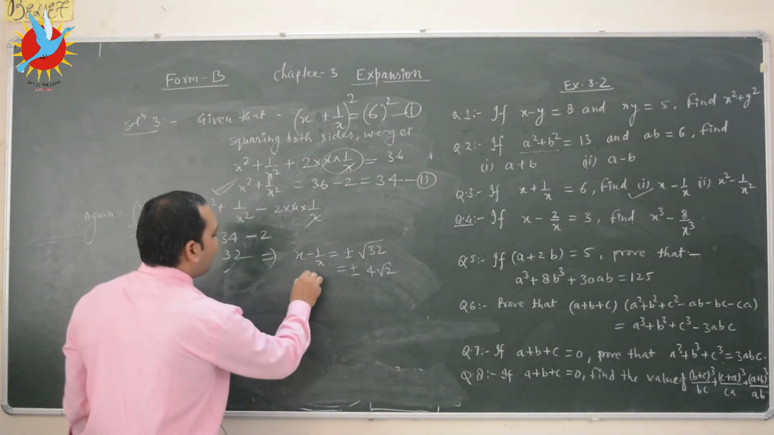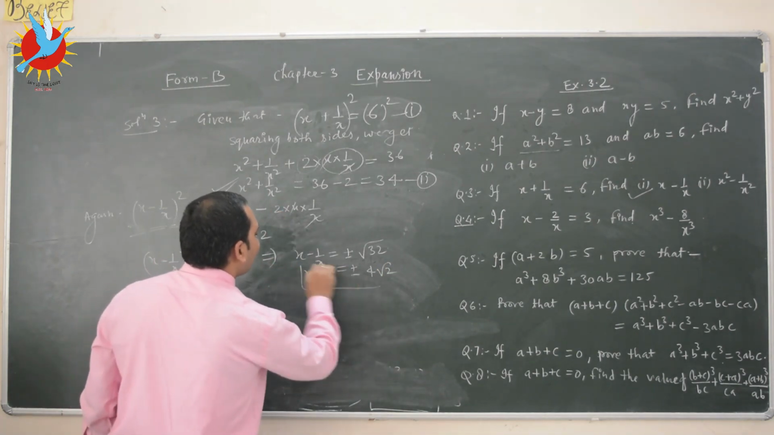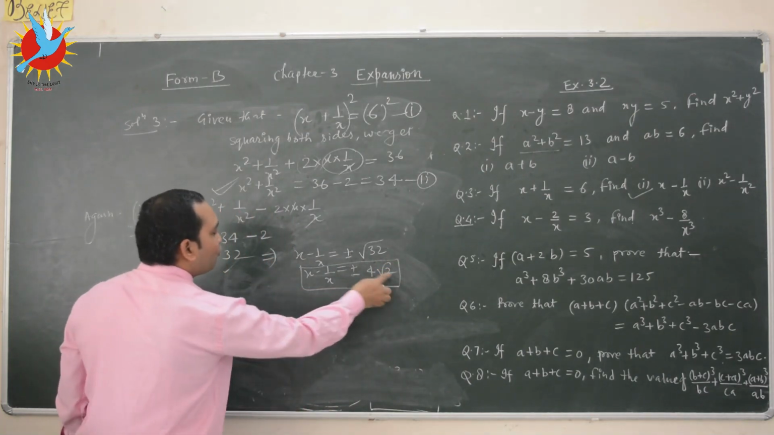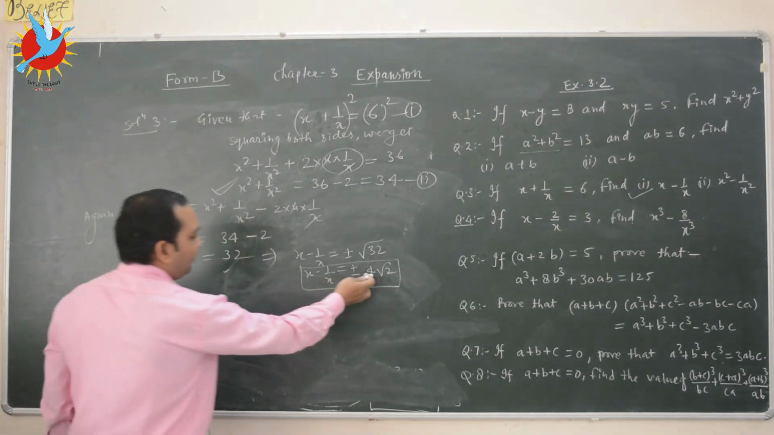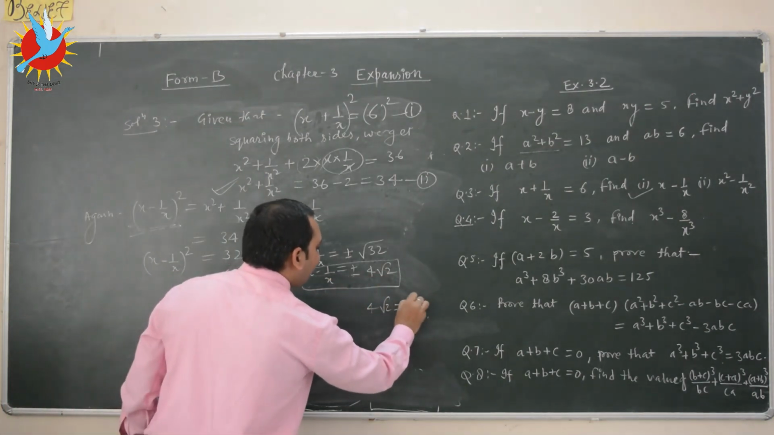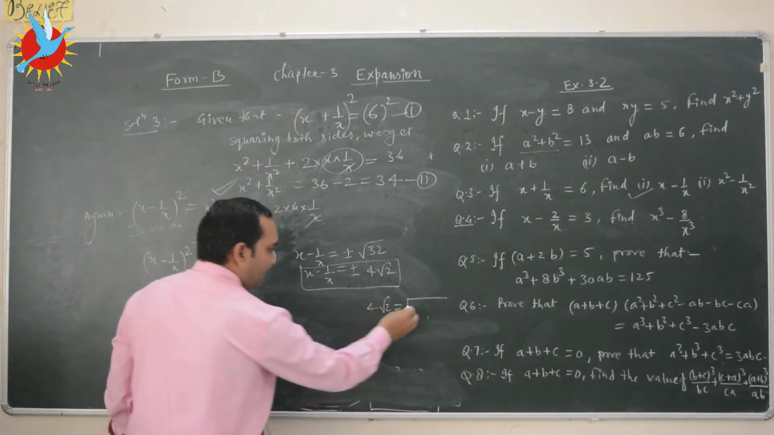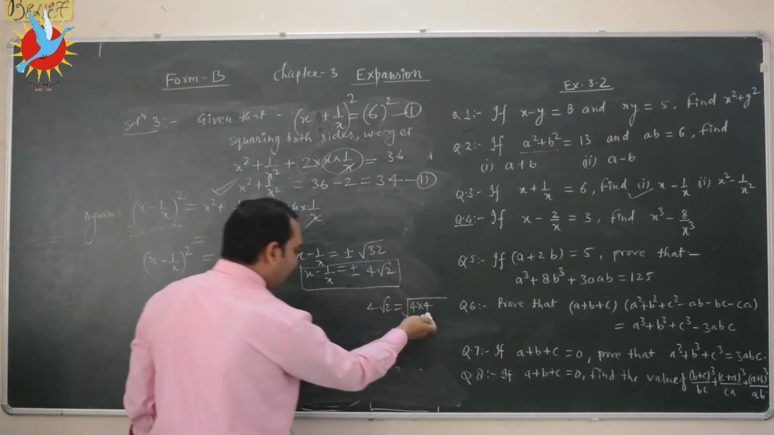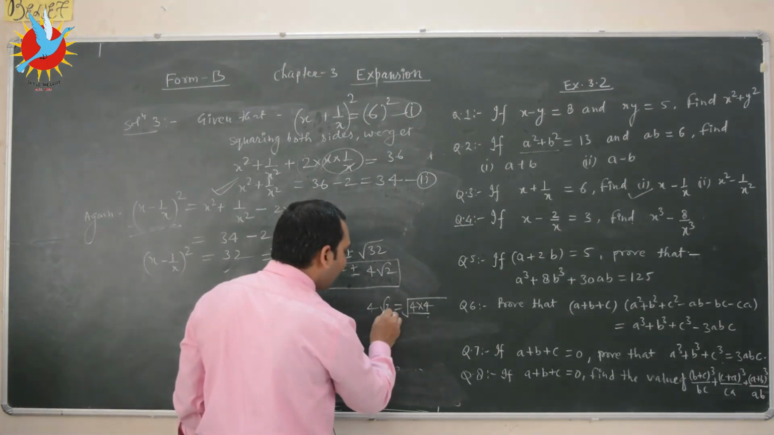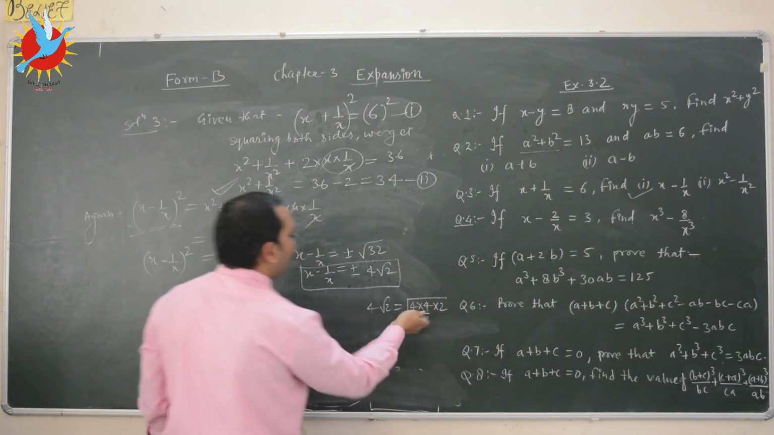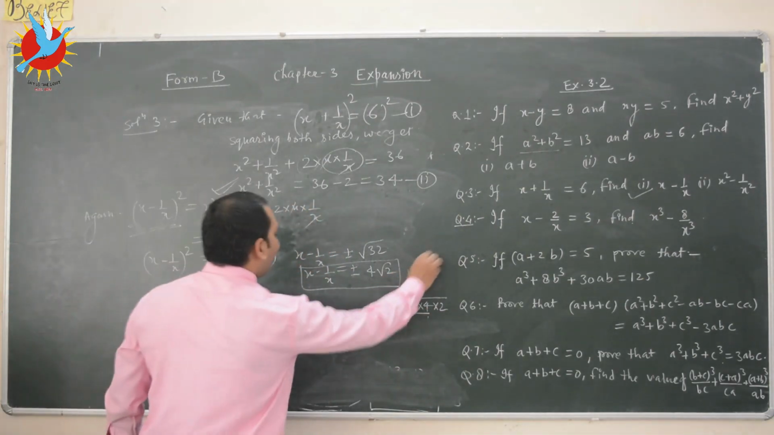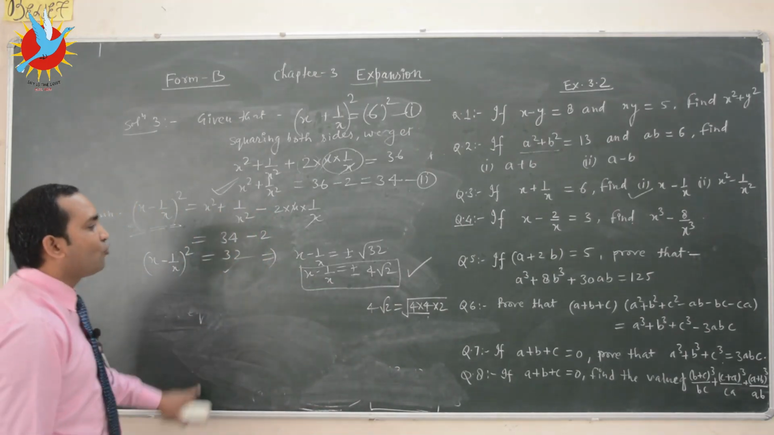So the value of x minus 1 upon x is plus minus 4 root 2. 4 root 2 means 16 into 2. We can write the square root of 32 as the square root of 4 into 4 into 2. Then 4 comes out of the square root, and 2 remains inside. So the square root of 32 can be written as 4 root 2. So the value of x minus 1 upon x is 4 root 2.